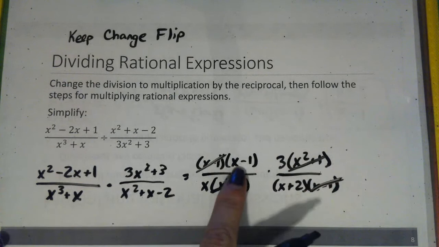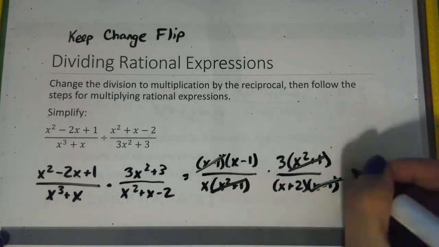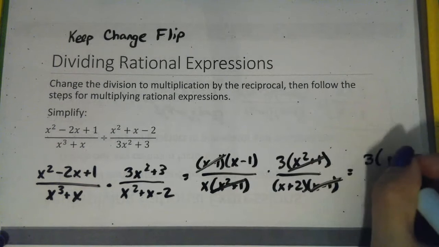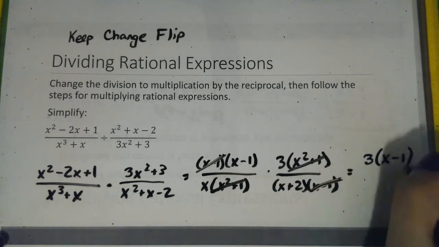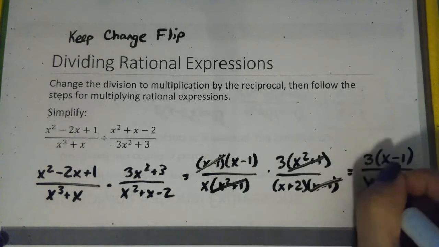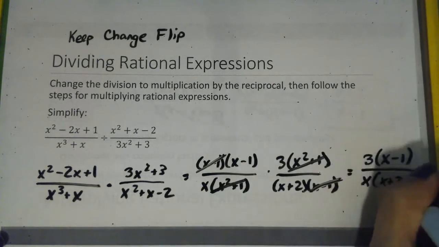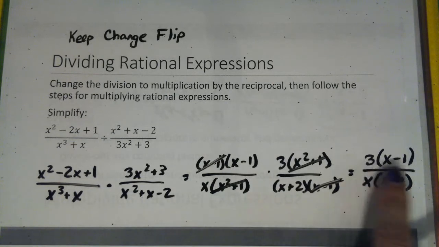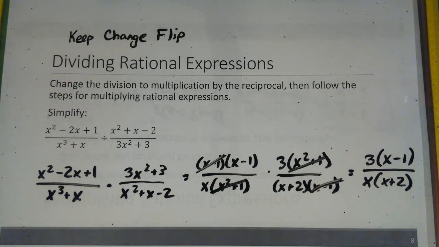So in the numerator, I have an x minus 1 in parentheses times 3. I'm going to write the 3 out front because it looks nicer to me. So I get 3 times x minus 1 over x times x plus 2. If you want to, you can multiply the 3 through the parentheses and the x through the parentheses, but you don't have to. It's okay to leave it like this.